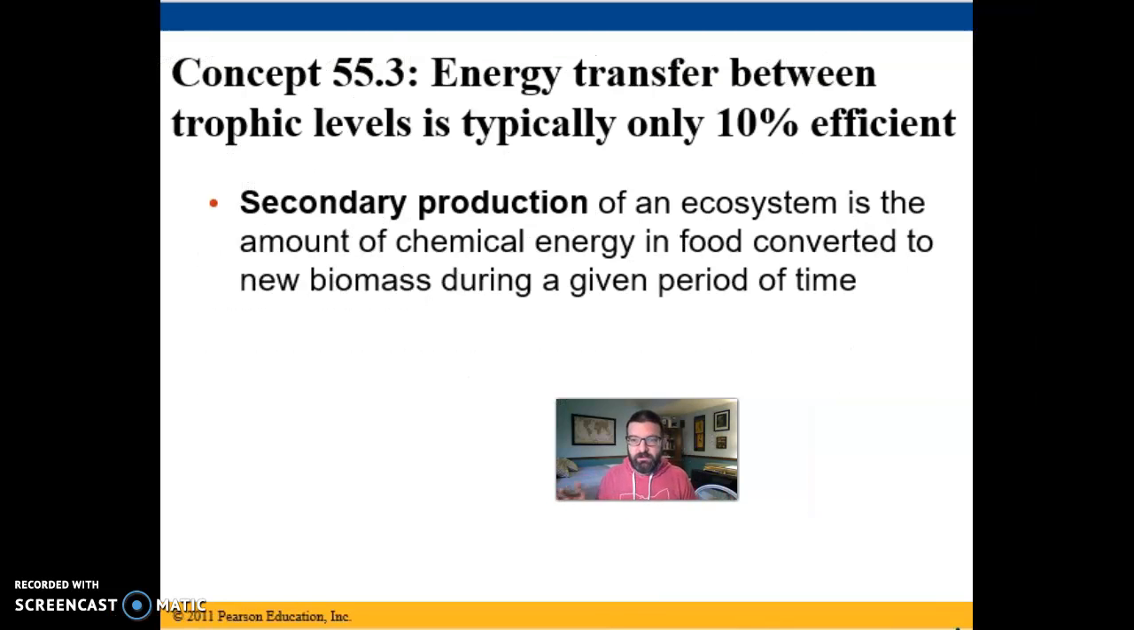While primary productivity is the amount of solar energy, typically solar energy, that is converted into chemical energy, into plant bodies, essentially, in a given amount of time, secondary production is the amount of chemical energy, meaning existing animal bodies, that's converted into new biomass during a given period of time. So how much of that plant biomass, for instance, is converted into herbivore biomass, or how much of that herbivore biomass is converted into carnivore biomass.